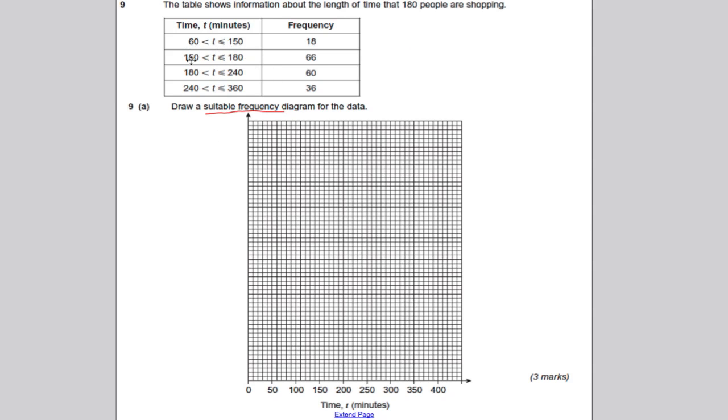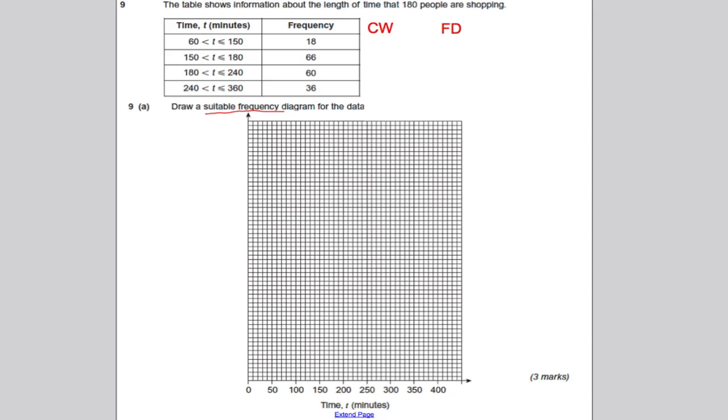Usually when we see class intervals that are not the same, or class widths that are not the same, we should be thinking of a histogram. You can do a cumulative frequency diagram, but I'm just going to do a histogram here. So the first thing I got to work out is the class width for each one and the frequency density.